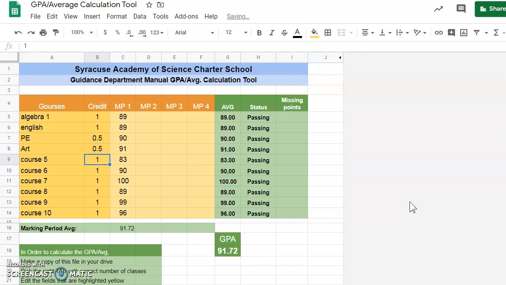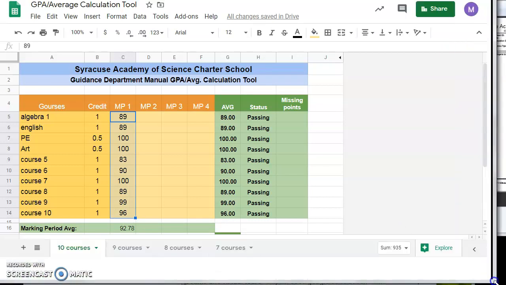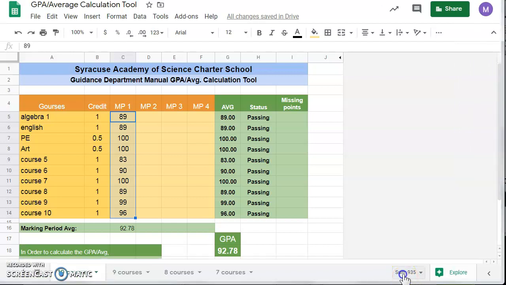Now, let's say you're getting 100 in PE and 100 in art. So you're thinking, oh, I'm just going to take all these grades and make an average. Let me make this window a little bit smaller. You see that Google is making some additional features where you can see the sum, which is not important at this point, but the average is 93.5. But now, when we make the calculation here for marking period 1, it is 92.78, not 93.5. Why?